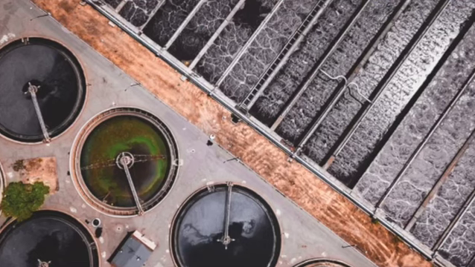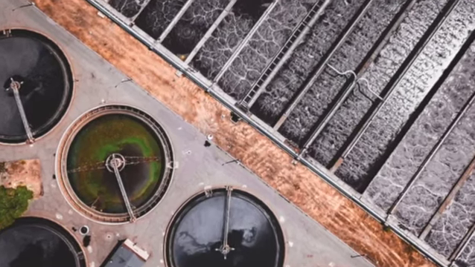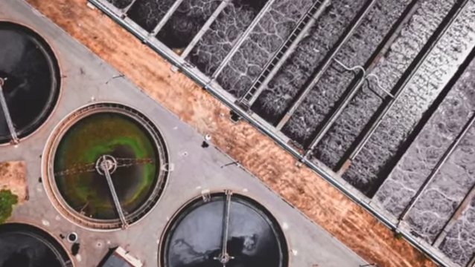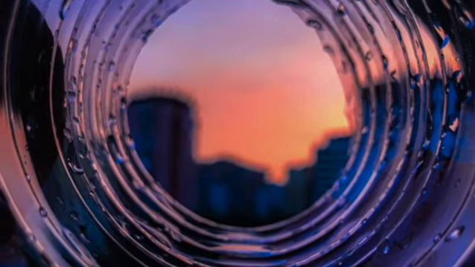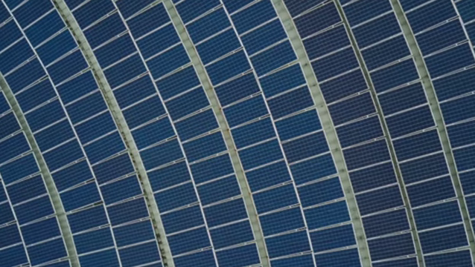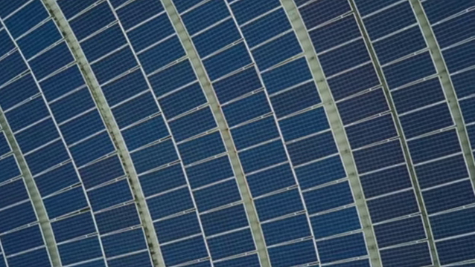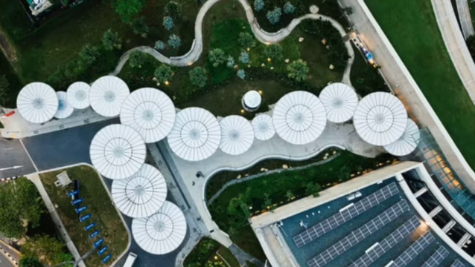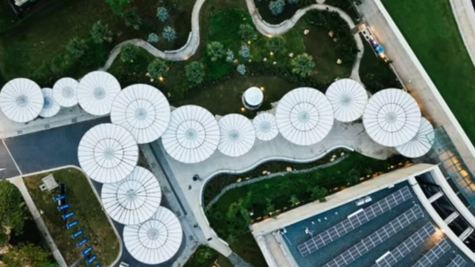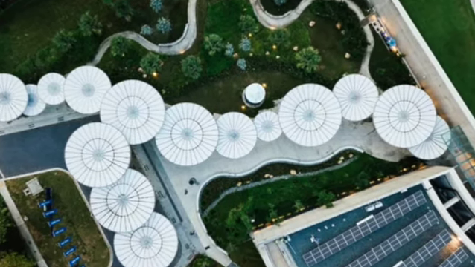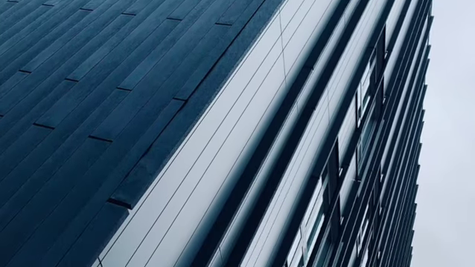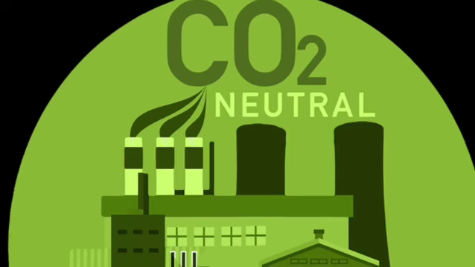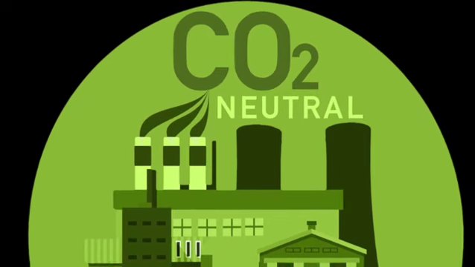Scale and deployment. Widespread deployment of CCU technologies requires scaling up operations and overcoming technical, regulatory, and infrastructure challenges. Biomass conversion. Organic waste, agricultural residues, and other biomass materials can be converted into biofuels, bio-based chemicals, and biodegradable plastics through processes like fermentation and pyrolysis.